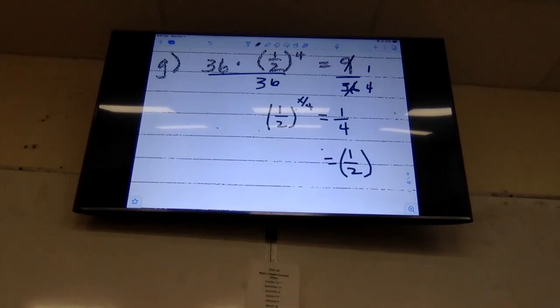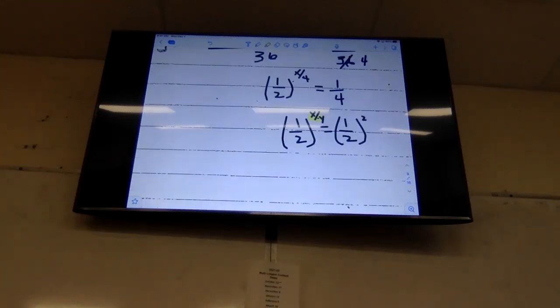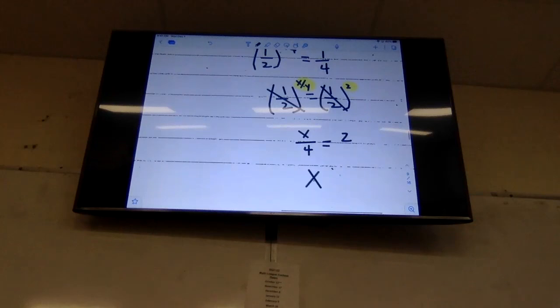2. 1/2 squared. 1 squared is 1, 2 squared is 4, so 1/4 is the same thing as 1/2 squared. And then I don't have to change anything on my left side. I can just write it as 1/2 raised to the x over 4. Now my bases are the same, so I can cross them out and set my exponents equal. x over 4 equals 2. Multiply by 2, x equals 8.